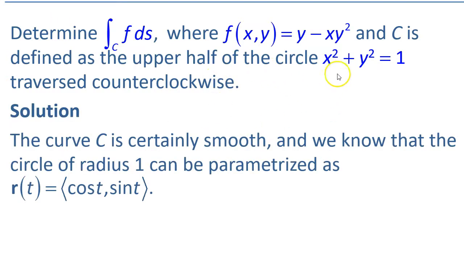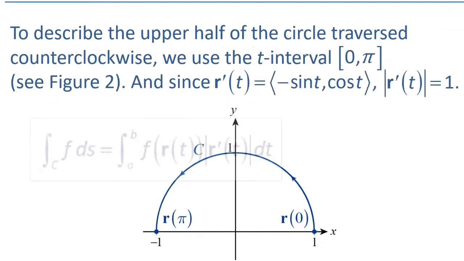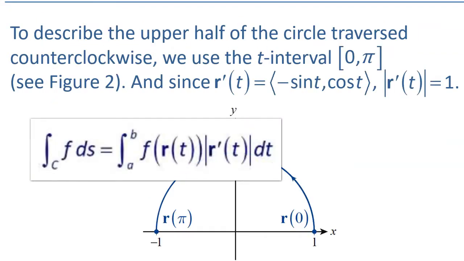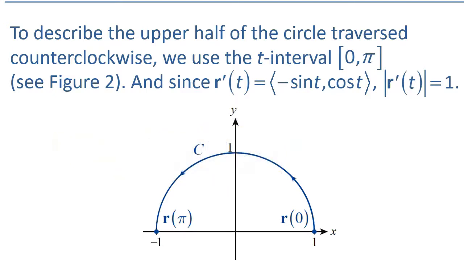All right, we know we're going to be smooth and continuous along our path because it's a circle. Since the circle has radius 1, we can model it with the unit circle, with just cosine and sine as our parametric equations. Recall the definition: we need r prime, and then the magnitude of r prime. That's what we need as part of our differential to change from ds to dt.